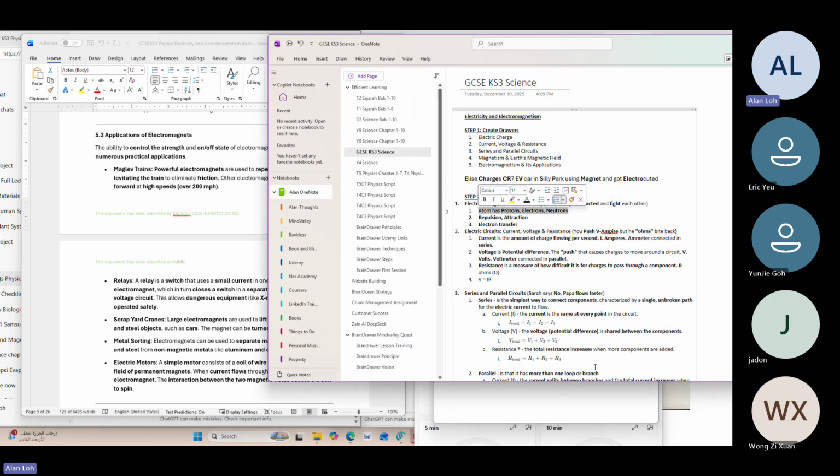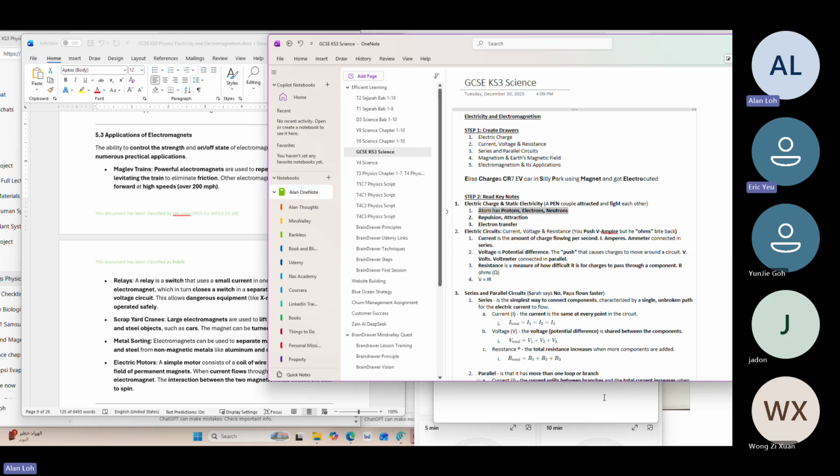If you want to go a bit more detail, you can start talking about proton is positively charged, electron negatively charged, neutron neutral. If you want to go a little bit more detail, you can also say something about repulsion and attraction, how repulsion happens, how attraction happens. Then you can talk about the balloon and the jumper story, which is talking about the electron transfer.